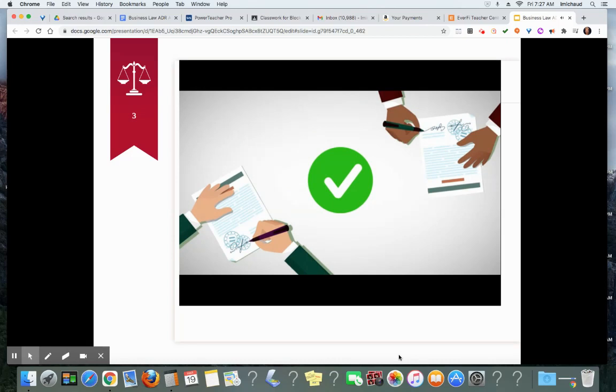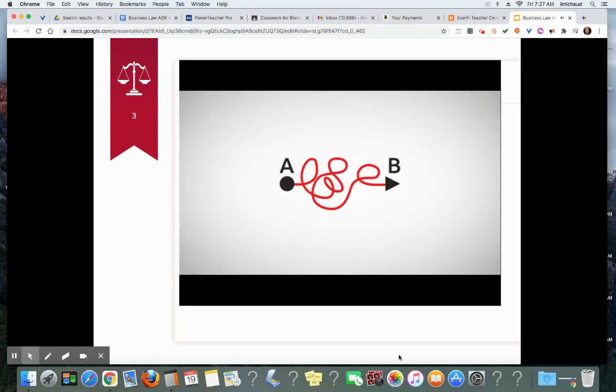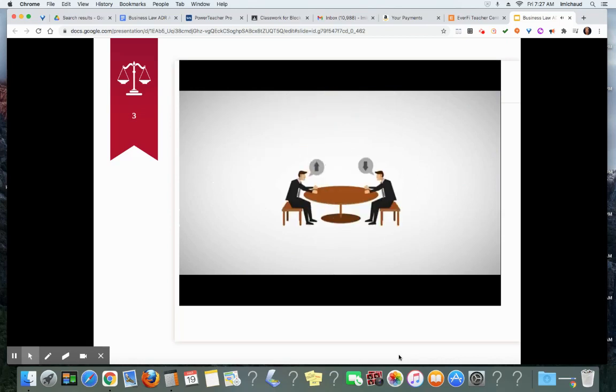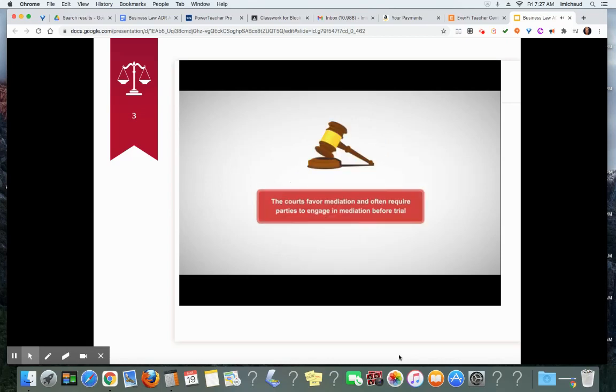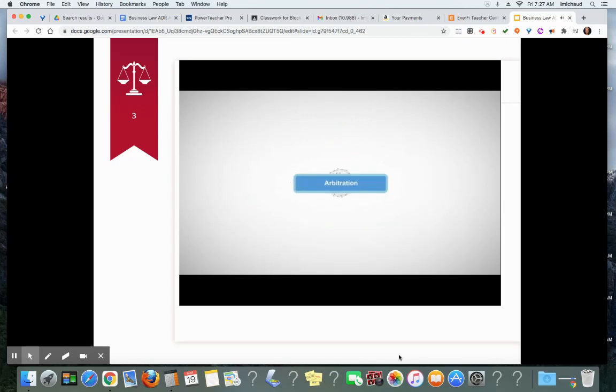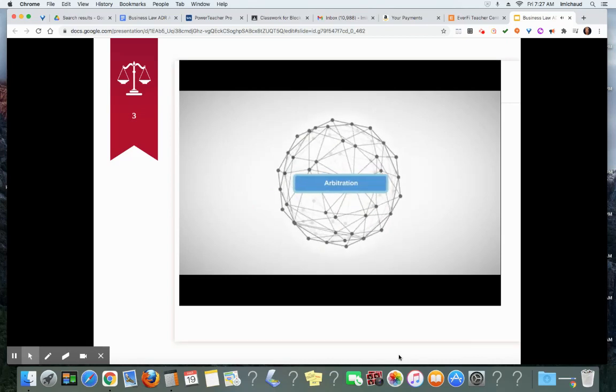Mediation is particularly helpful when the case involves complicated issues, when the parties cannot agree on certain facts, or when the parties' own negotiations have broken down. The courts favor mediation and often require parties to engage in mediation before trial. Arbitration is the most structured of the ADR methods.